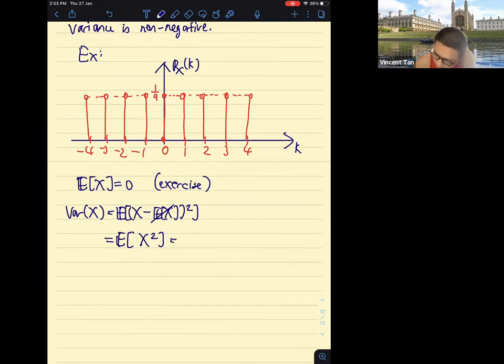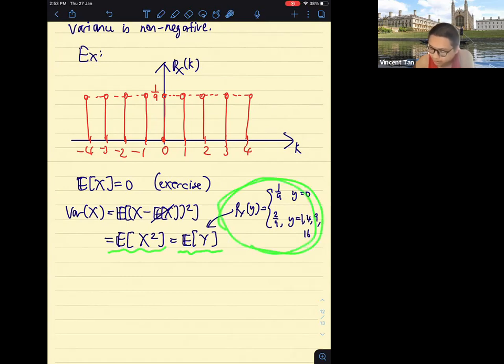But just now, as I mentioned, we computed the probability mass function of y, which is x squared. It has two flavors. It's 1/9 if y is equal to zero, and it's 2/9 if y is 1, 4, 9, and 16. We saw that just now. So the expectation value of x squared is equal to the expectation value of y. Let's compute this expectation. The variance of x is the expectation value of y because y is x squared.